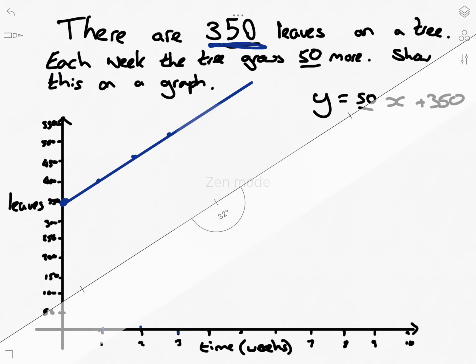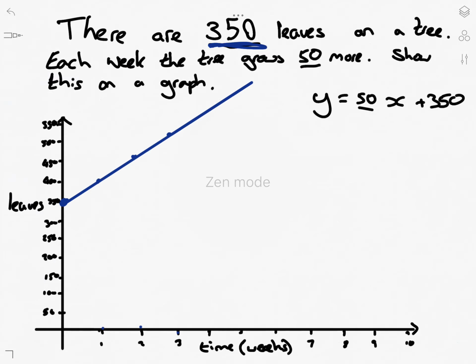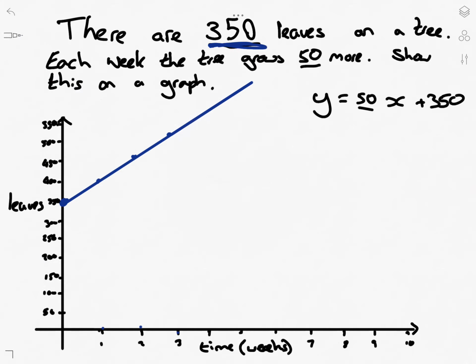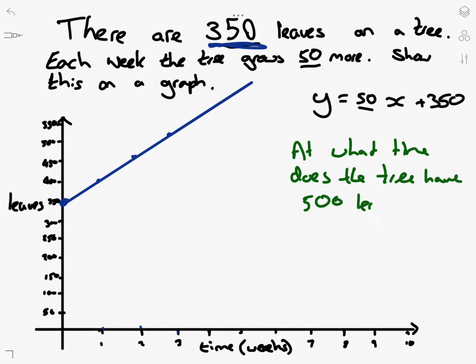And so my graph, I don't have much room on this page, so I've not got to see much of the graph, but hopefully you get the idea. Then it'll ask you some questions. At what time does the tree have 500 leaves? So we go to 500, go down after 3 weeks. Then it might say, well, you get the idea.